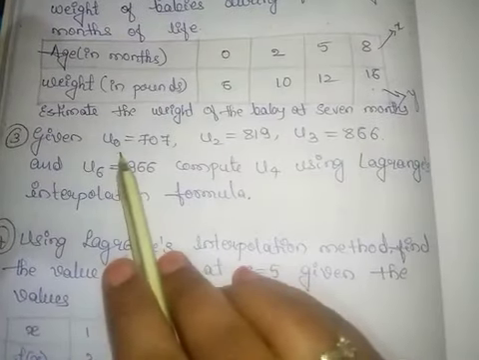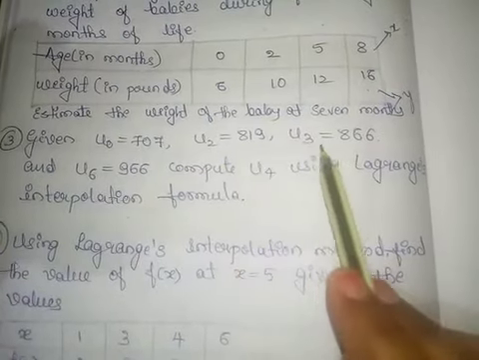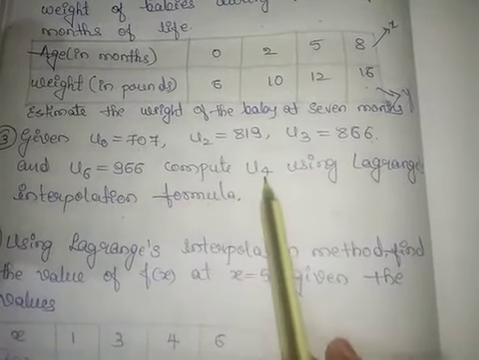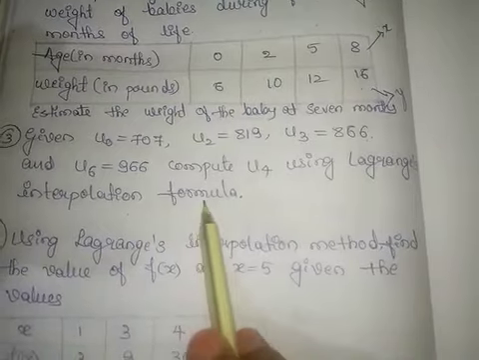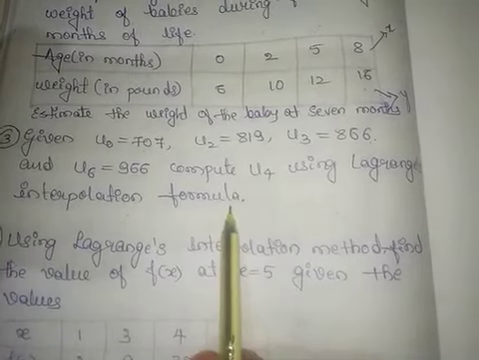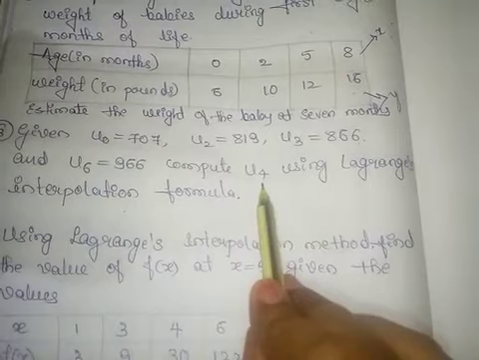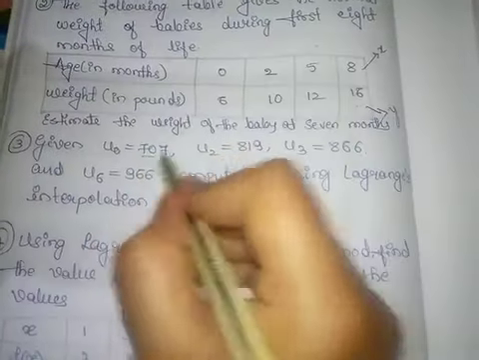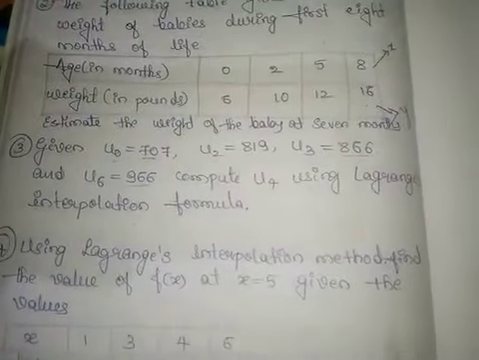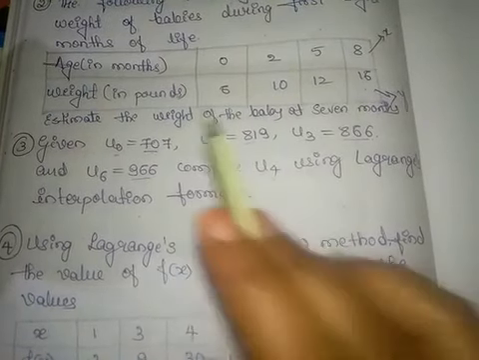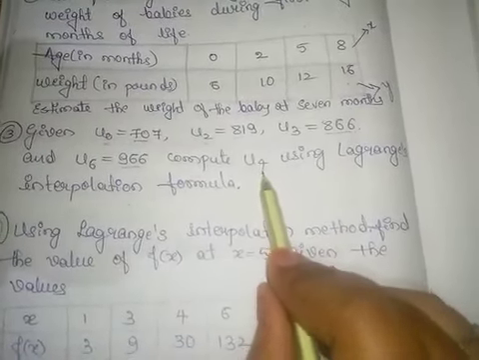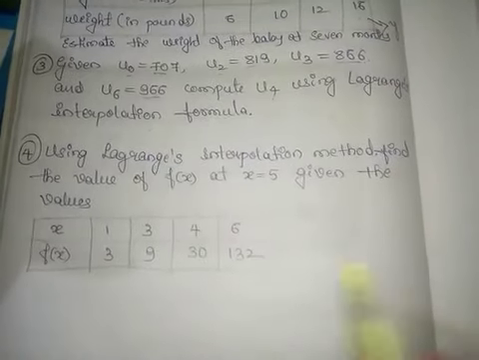Next, given u0 is equal to 707, u2 is equal to 819, u3 is equal to 866, u6 is equal to 966. Compute u4 using Lagrange's interpolation formula. What it means? Here the value of x is given, you have to find the value of y. 0, 2, 3, 6 are the values of x0, x1, x2, x3, and these are the values of y0, y1, y2, y3. For x is equal to 4, you have to find the value of y.